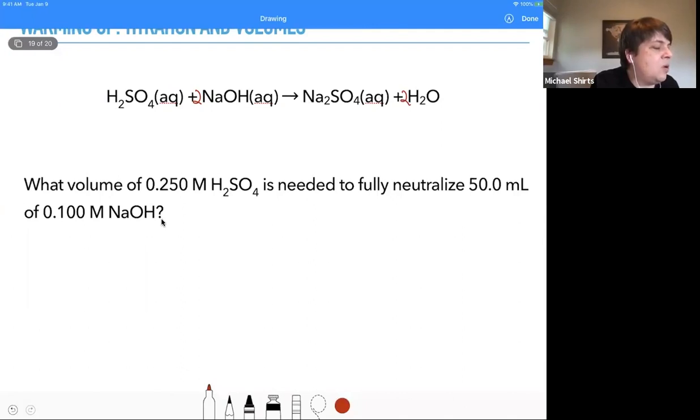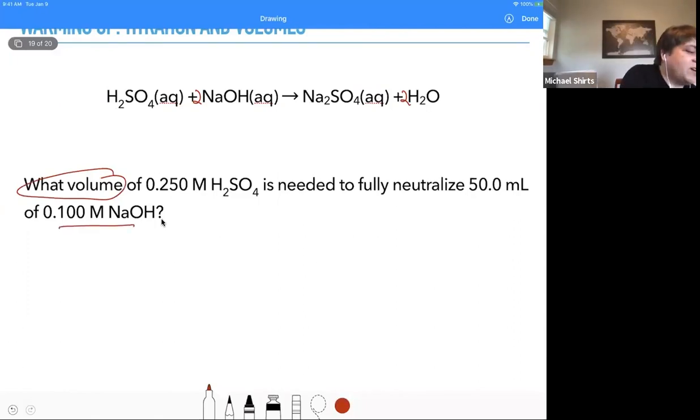Well, what is unknown here? What's unknown is the volume. We have the concentration of base and the volume of base, which means we know how much base there is. And we know there's a full neutralization. So the amount of base is stoichiometrically equivalent to the amount of acid. We've got the concentration of the acid. All we need to know is the volume we need to add. So let's first figure out how much base there is.